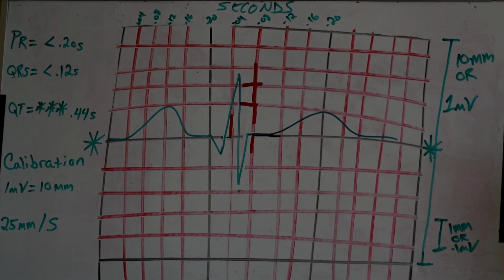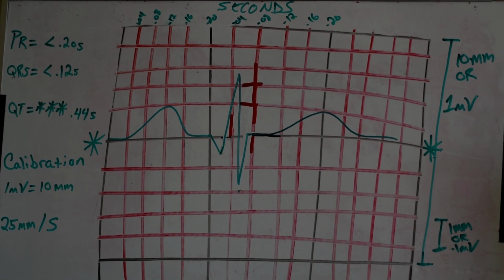For PR interval, you're always going to measure from the start of the P wave to the start of the QRS complex. So it's this entire area. Remember, PR interval always contains waves and isoelectric areas. A normal PR interval should be less than 0.20 seconds, or less than one big box.